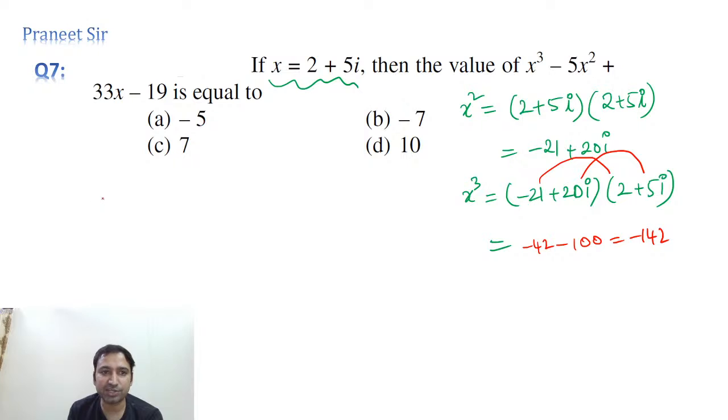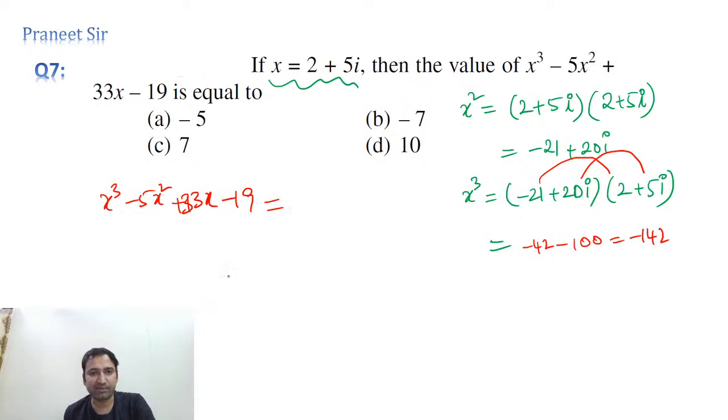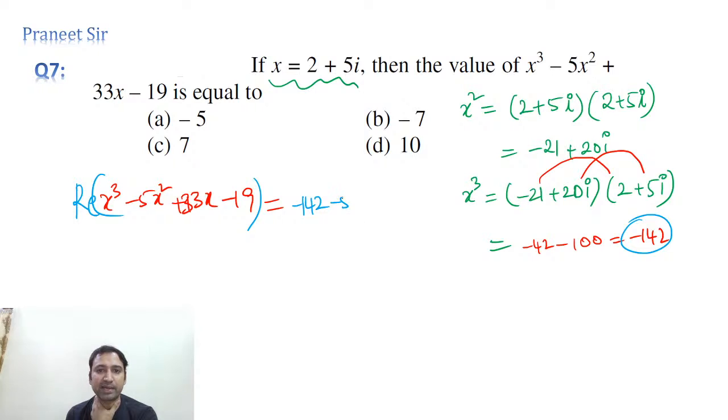So in this expression, x cube minus 5x square plus 33x minus 19, I don't need to substitute everything. Why? Because I just need to calculate only the real part. Why? Because the imaginary part anyway is 0. So to calculate the real part: real part of x cube, minus 142, minus 5 times the real part of x square. Real part of x square is minus 21, plus 33 into the real part of x. Real part of x is 2, minus 19. That's what we need to calculate.